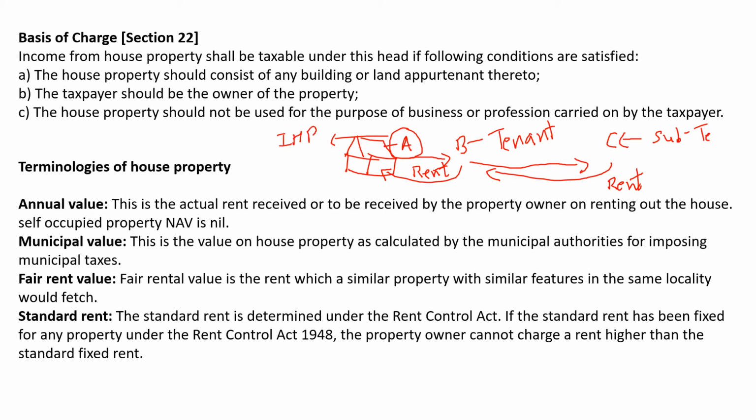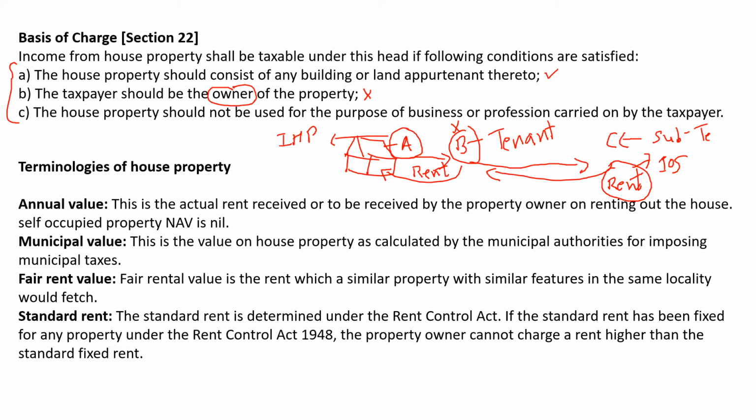But this income of B, whether the conditions are satisfied? You see, the building and the land are appurtenant thereto. The taxpayer should be the owner of the property. Is he the owner of the property? No, he is not the owner. He is a tenant here. So this condition is not satisfied. That means it will not be charged as income from house property. This rent will be taken as income from other sources. So when a tenant sublets to another tenant, the income from the rent which he earned from the subletting will be considered as income from other sources and not income from house property. I hope all these three conditions are clear.